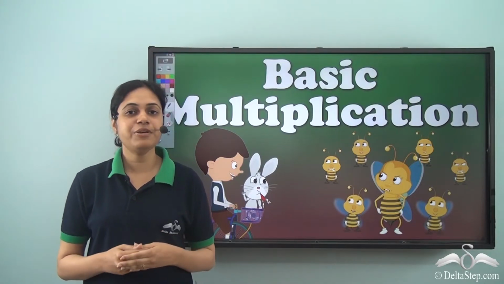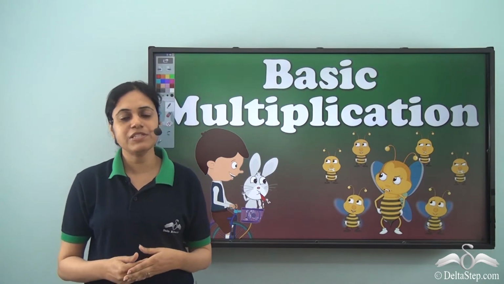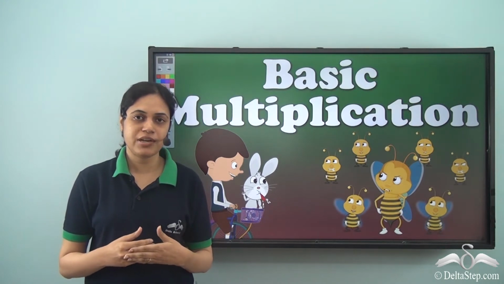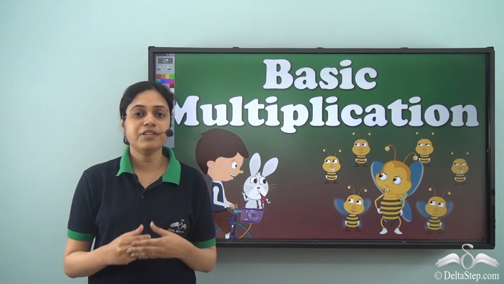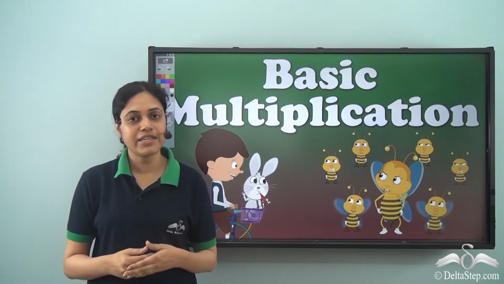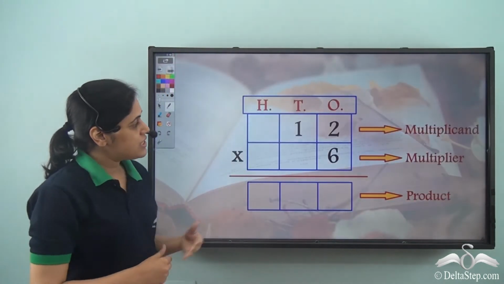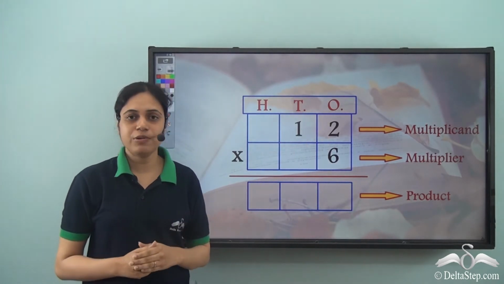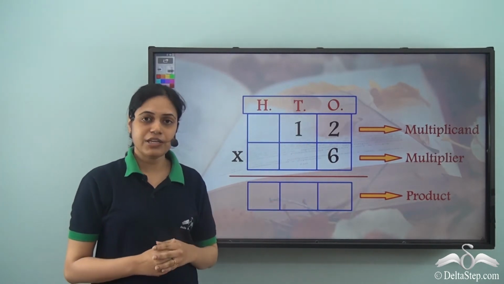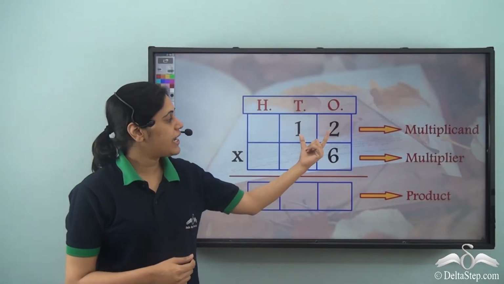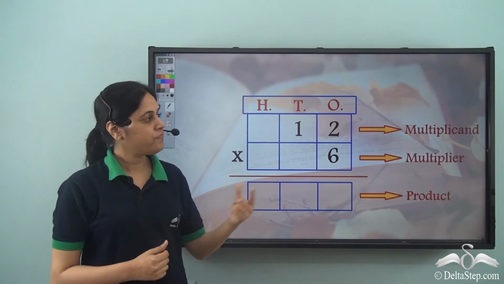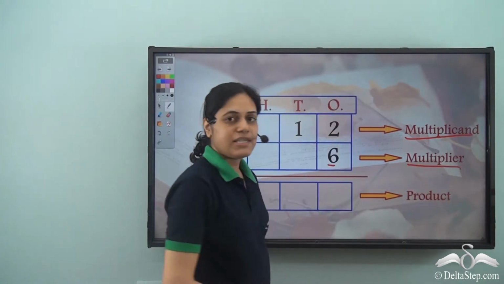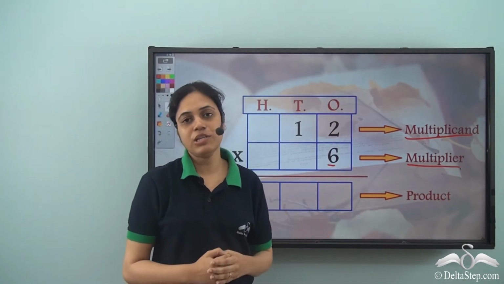You have learned the different multiplication tables, the multiplication tables from 2 to 10, and you also know how to multiply a 2-digit number by a 1-digit number without actually knowing the multiplication table of that 2-digit number. So, say for example, I have 12 into 6. Now I don't know the multiplication table of 12, but I know the multiplication table of 6. So using this, I can multiply 12 by 6. My 12 is called the multiplicand and 6 is called the multiplier, and the answer is called the product.